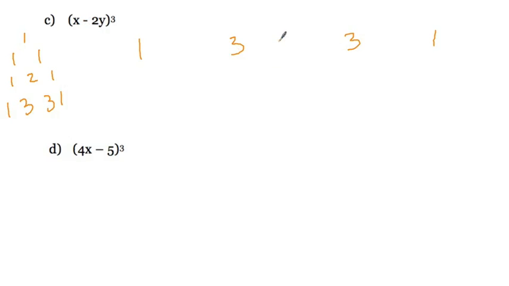When you have a negative, the first one's always positive, but then it alternates: positive, negative, positive, negative. It's always going to do that if it's a negative sign. So now we just follow that same rule that we had. The first term is x to the 3rd power, x squared, and x. The last one, 2y. Don't do the negative, just do the number that's there. 2y cubed, 2y squared, and 2y.